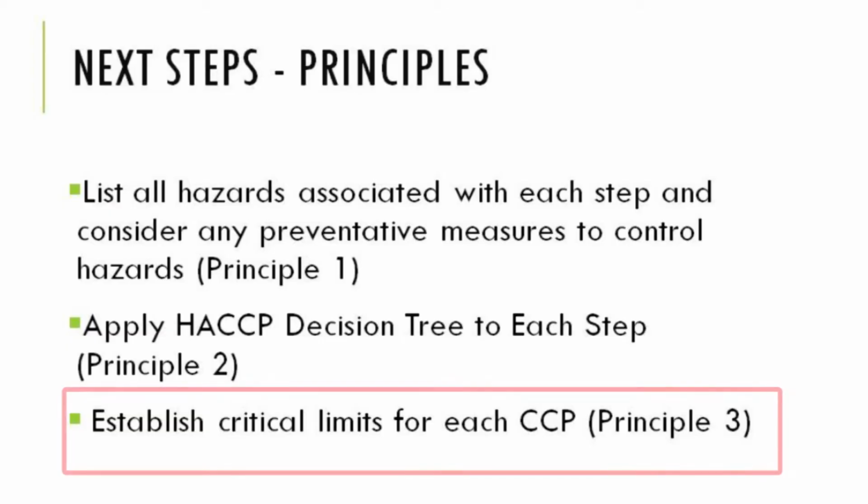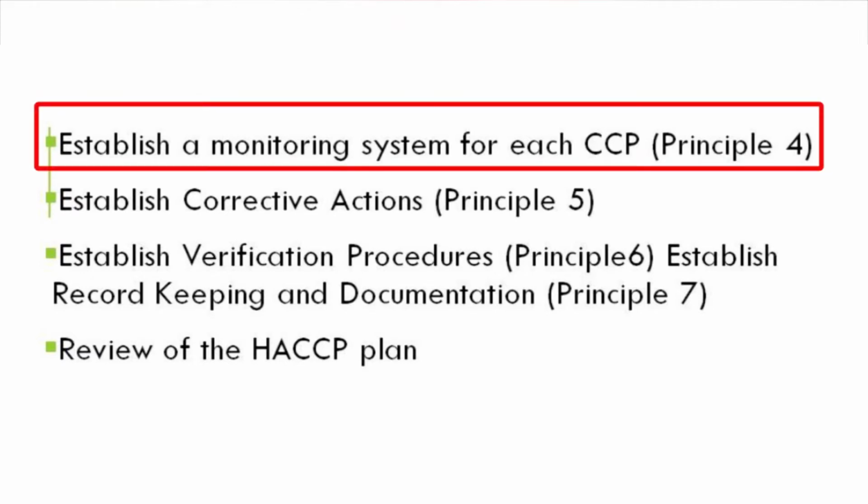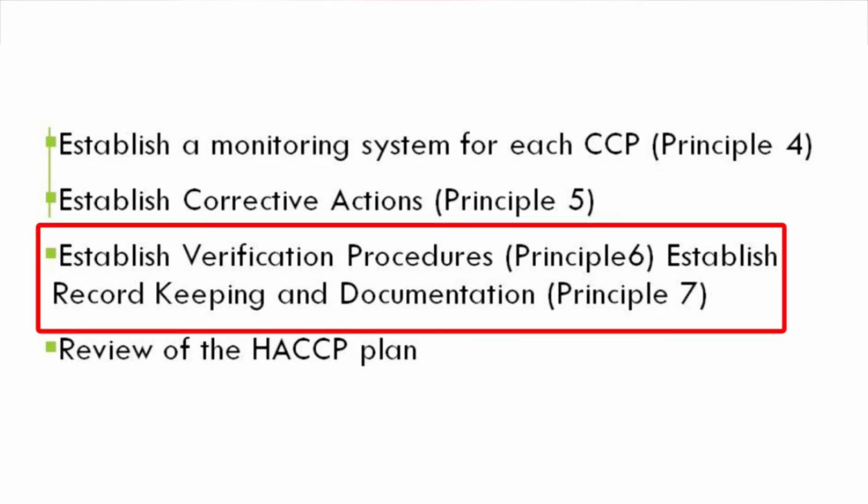And then you're going to be establishing critical limits for each critical control point that you have identified, which is principle number 3. And then you're going to be establishing a monitoring system for each CCP, right, which is principle number 4. And then you're going to establish any corrective actions, which is principle number 5. Establish your verification procedures, which is principle number 6. And establish and document your record keeping, which is principle number 7. And then you review accordingly, because remember, it is very flexible.